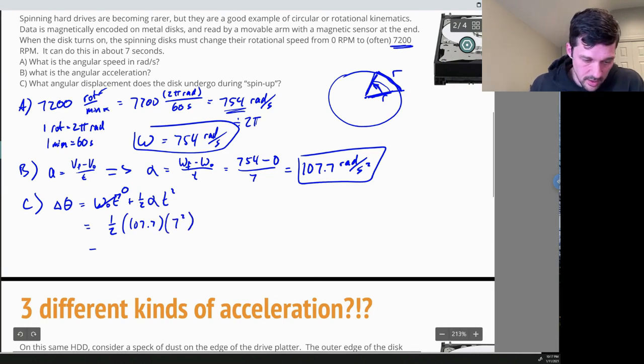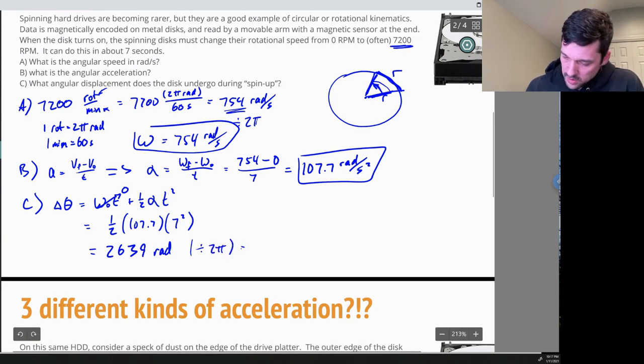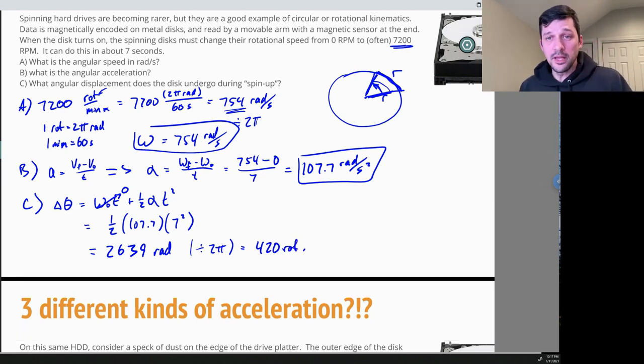And that gives us an angular displacement of 2,639 radians, which, if we divide it by 2 pi, is approximately 420 rotations. So from off to full speed, the disk is going to spin around 420 times in order to get up to its full rotational speed, full operational speed.